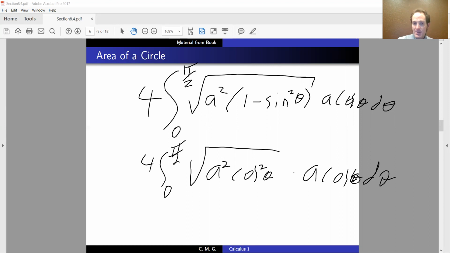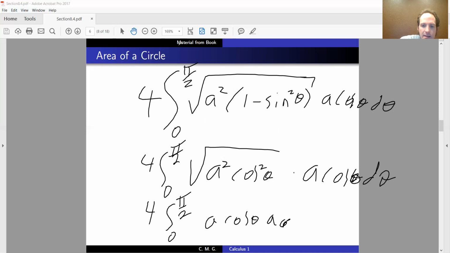Cosine of theta is positive between 0 and pi over 2. So I can drop my absolute value sign, and what I really get here is 4 times the integral from 0 to pi over 2 of a cosine theta times a cosine theta d theta. Well, that's great. A times a is a squared. So integral from 0 to pi over 2, I have a squared. Cosine times cosine is cosine squared theta.